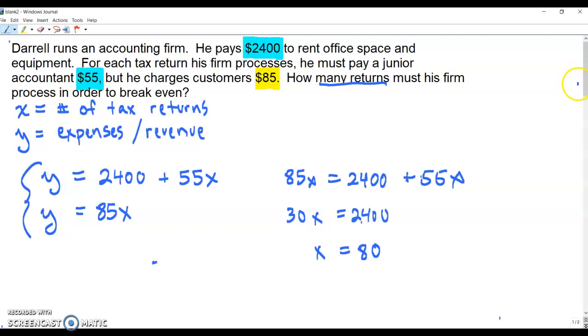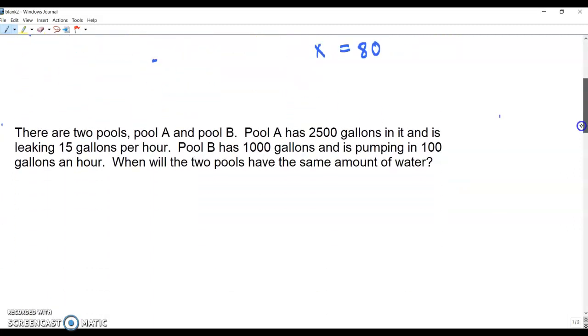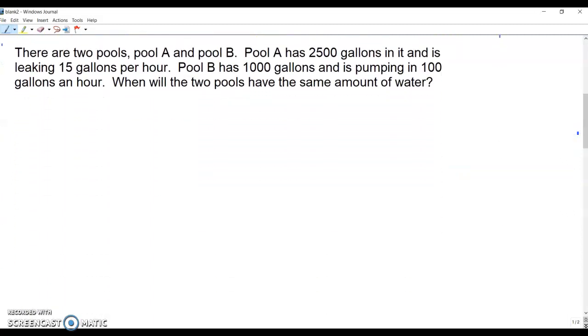Let's look at another example. There are two pools, Pool A and Pool B. Pool A has 2,500 gallons in it, and it's leaking 15 gallons per hour. Pool B only has 1,000 gallons, but it's pumping in 100 gallons an hour. When will the two pools have the same amount of water? Think of this as a comparison of plans. In this case, it's a comparison of pools.